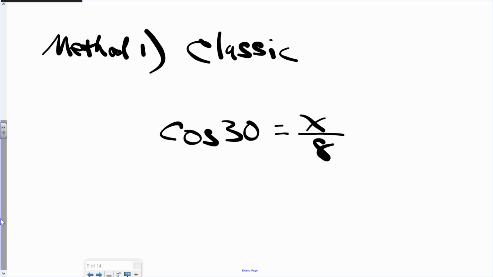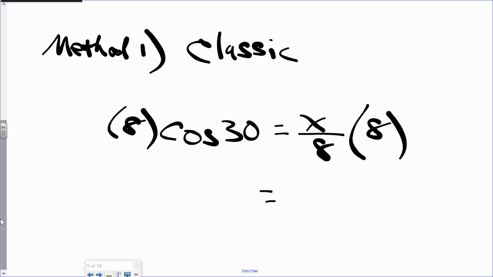How do you get x by itself? You guys remember? What did I do to both sides? Multiply by 8. Let's get x alone. We're going to multiply by 8 here and on the left. You should remember this. This is the classic method. And this is why you have your calculator in front of you, because you're going to punch this in right now. Equals.